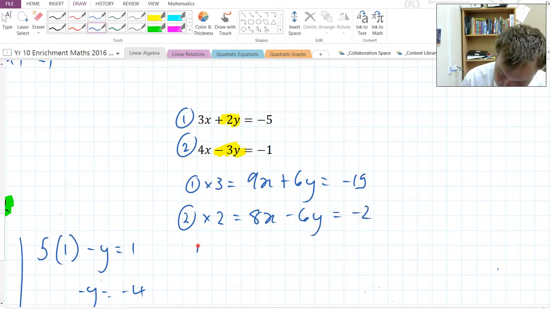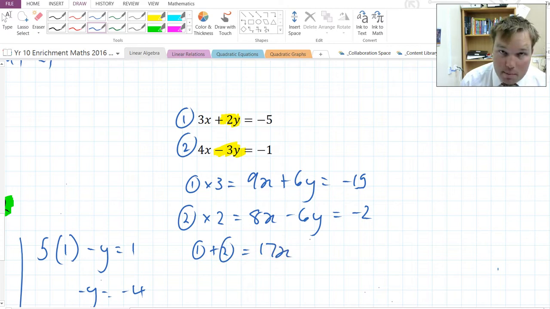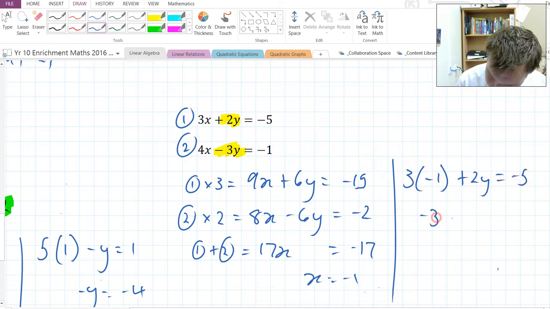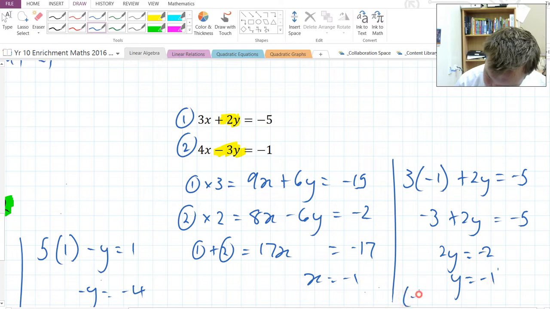I'm then going to add our new equation 1 and our new equation 2 together. If I add them together, we have 9x plus 8x is 17x. 6y plus minus 6y is 0. Negative 15 plus negative 2 is negative 17. Oh, isn't that nice of them? X is negative 1. Sub it into one of the equations, doesn't matter which one. 3 lots of neg 1 plus 2y equals neg 5. Neg 3 plus 2y equals neg 5. 2y is equal to neg 2. Y is equal to neg 1. Answer as a point, neg 1, neg 1.